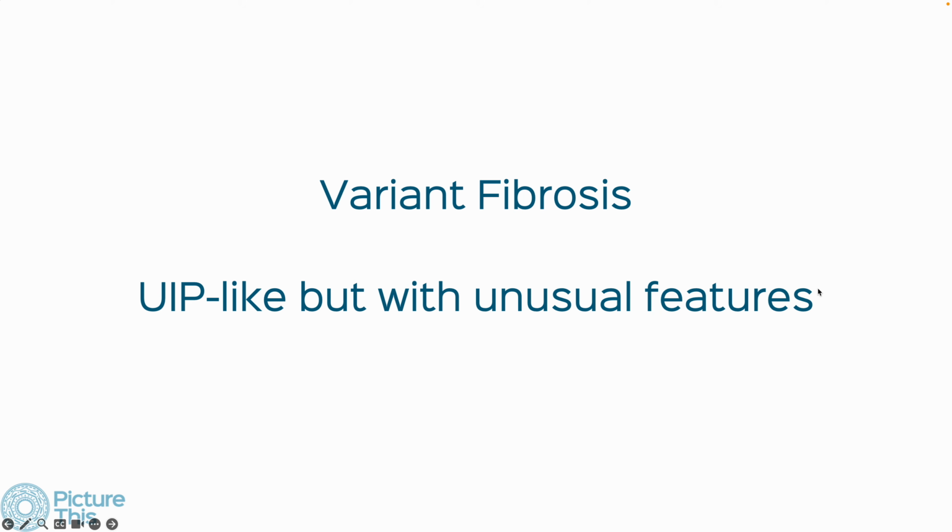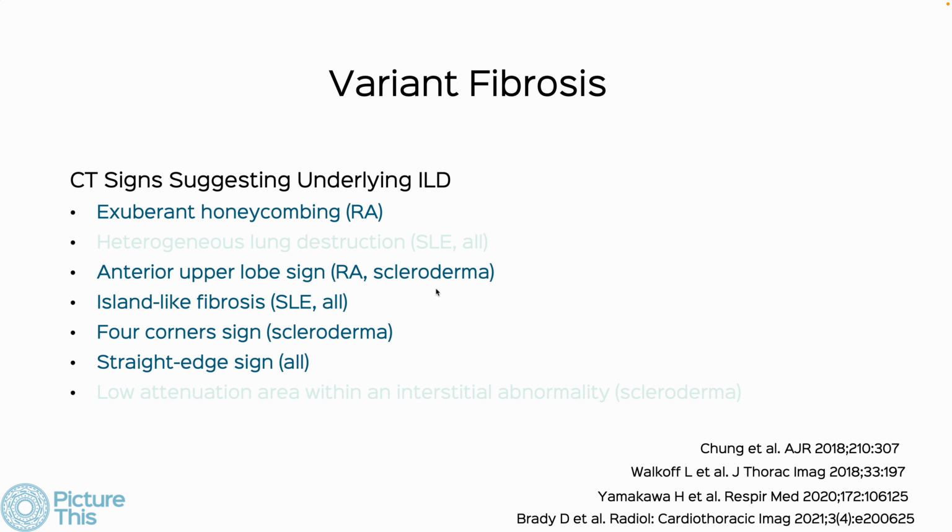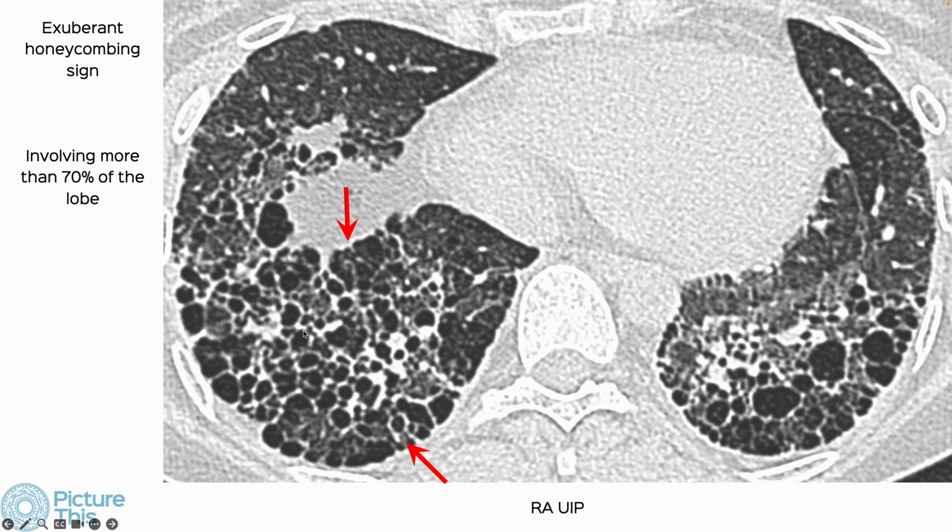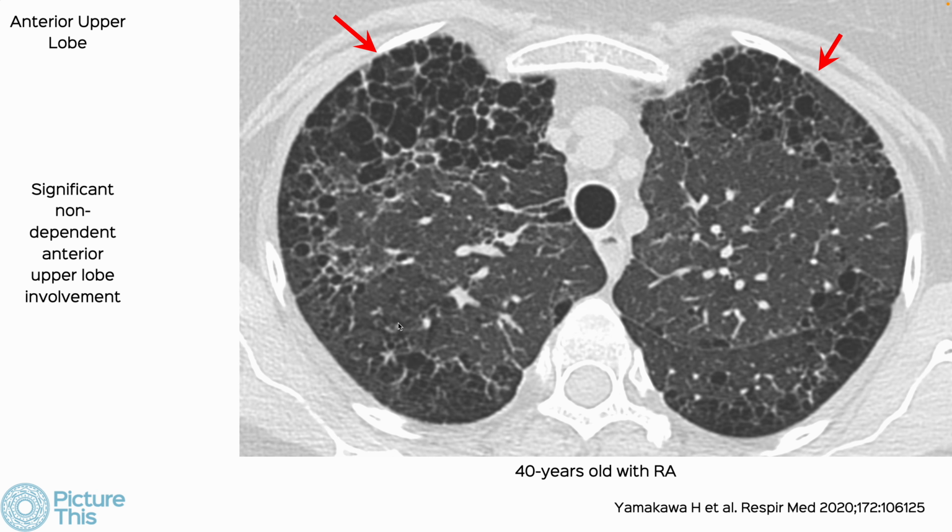Now, a bucket that hasn't been well defined so far and will change later on in the guidelines is variant fibrosis, where you have a UIP-like pattern but many unusual features. And these unusual features immediately raise flags for an underlying connective tissue disease. And I'll just look at 5 of these here. Exuberant honeycombing. So this is a UIP pattern. But there's so much extra honeycombing, almost, and it involves more than 70% of the lobe. This is typical of connective tissue disease ILD, especially rheumatoid arthritis.